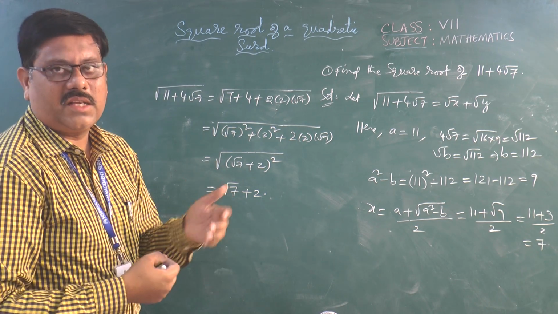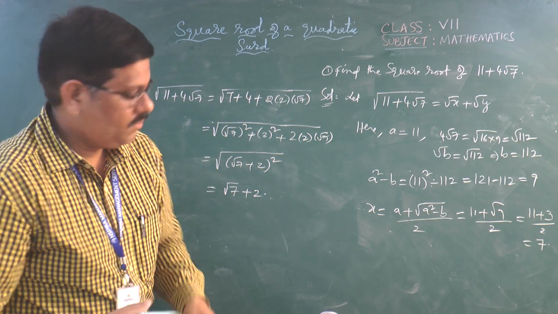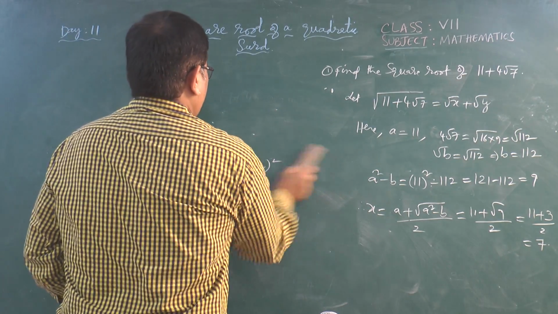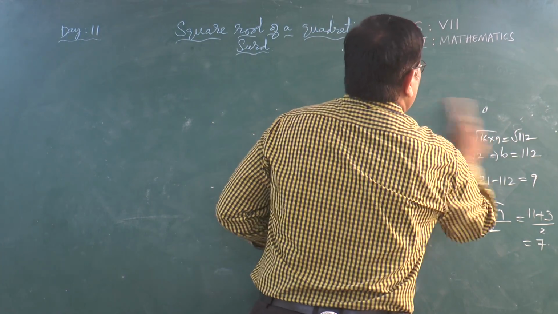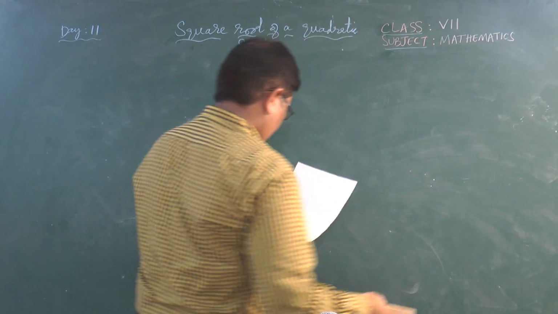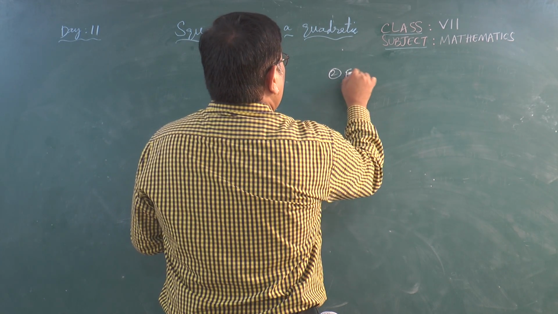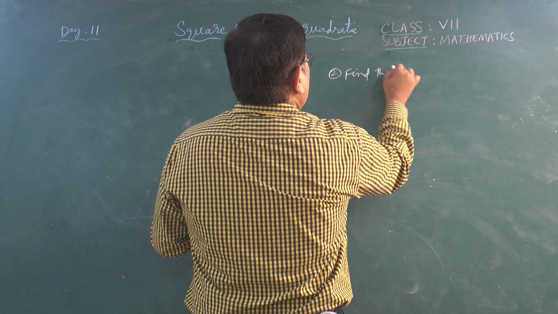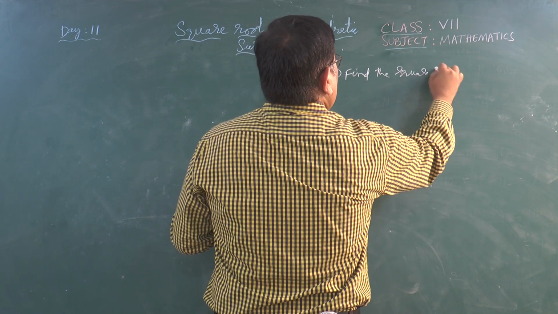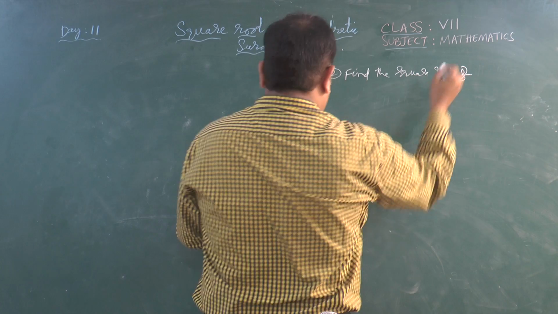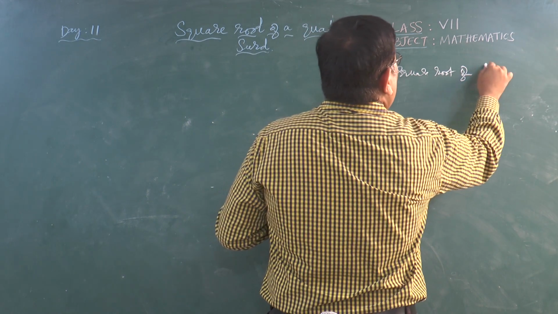Now we will move to the next problem. The second problem is, find the square root of 14 minus 8 root 3.